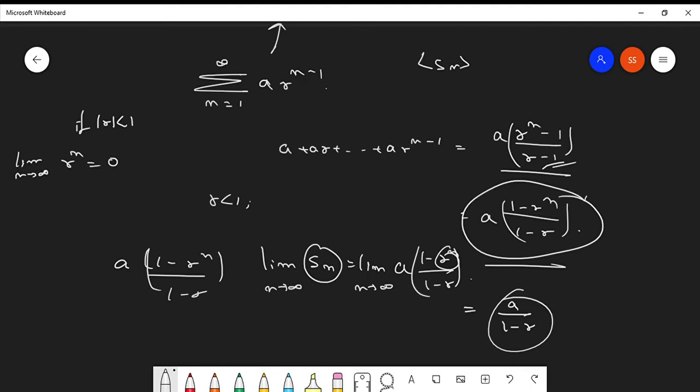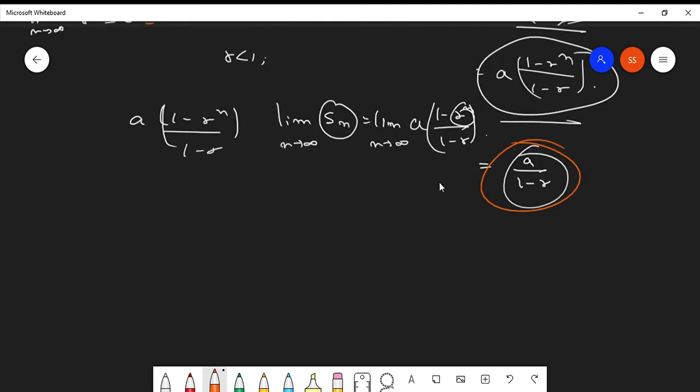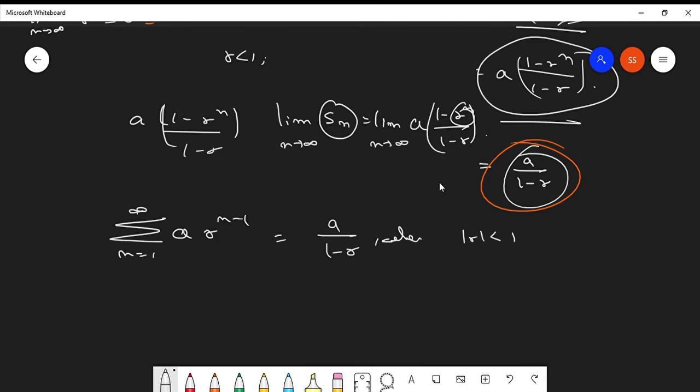But if mod of r is greater than 1, then this equals infinity, and it does not converge to this. It basically diverges. This Sn diverges. So that's why we say that an infinite geometric series ar to the power n minus 1 is equal to a over 1 minus r when mod of r is less than 1, not following any other condition.